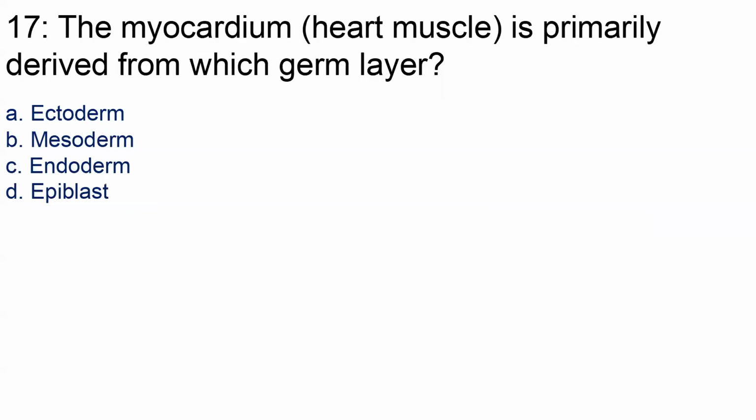Question 17. The myocardium, the heart muscle, is primarily derived from which germ layer? A. Ectoderm, B. Mesoderm, C. Endoderm, D. Epiblast. The answer is B. Mesoderm.